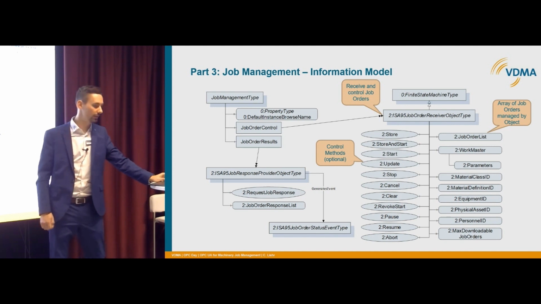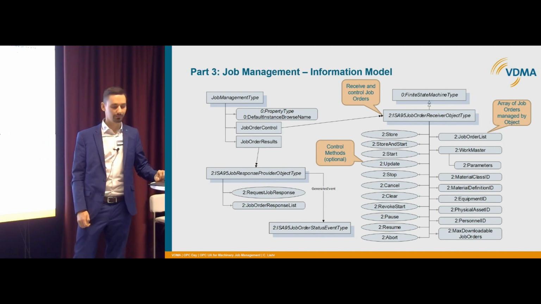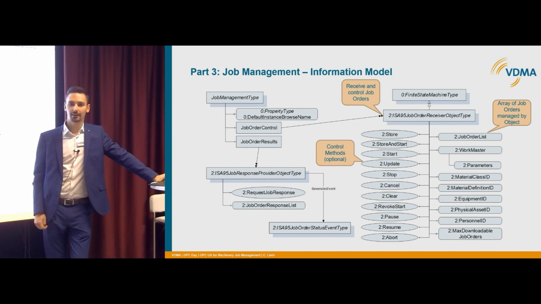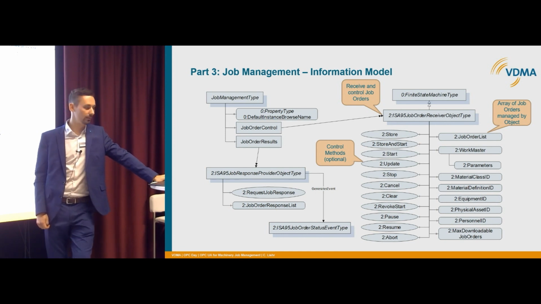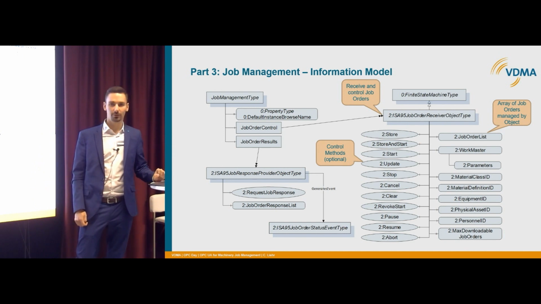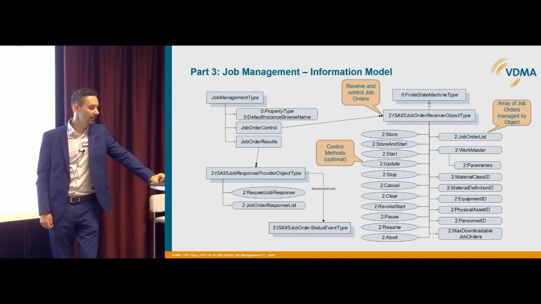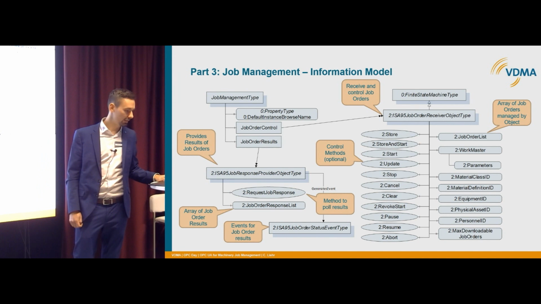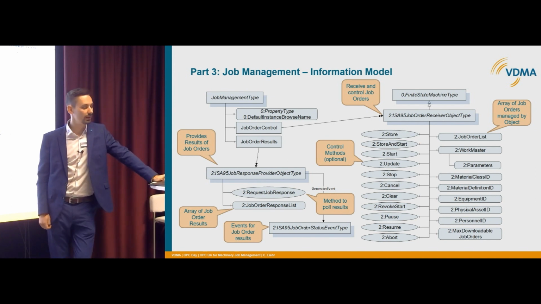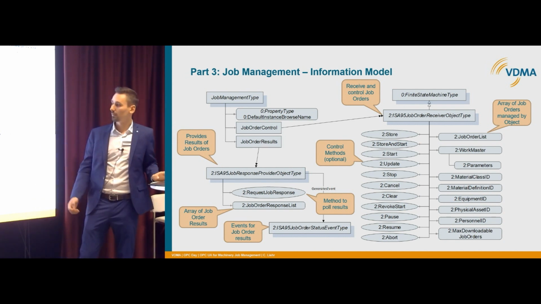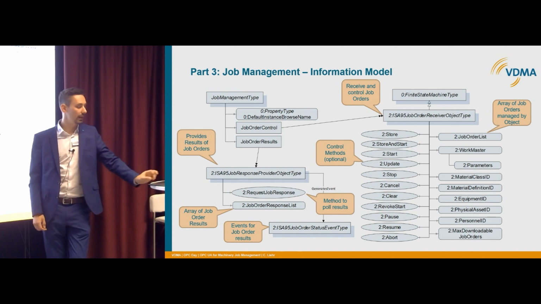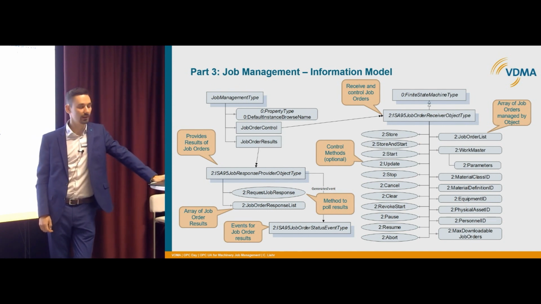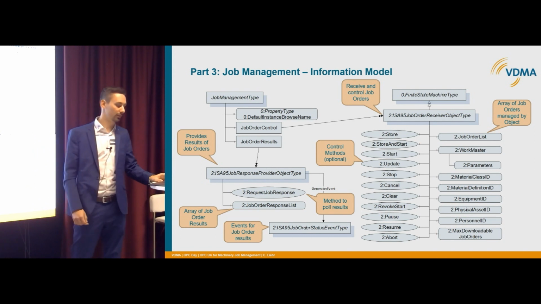So as you noticed, it's well structured, and it's important to follow these rules when implementing. So take care to have a look into the specification again. Let's have a short look at the job response provider object type. Basically in here we find the response on the execution of the job order. So we have a method to pull the results out of the machine, and also here we have an array that contains the job order results at this point.